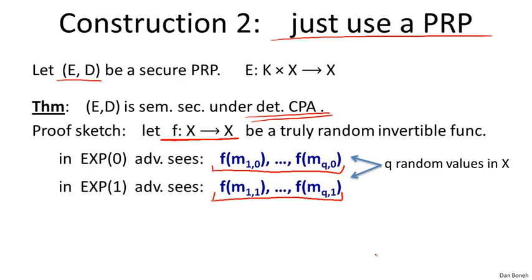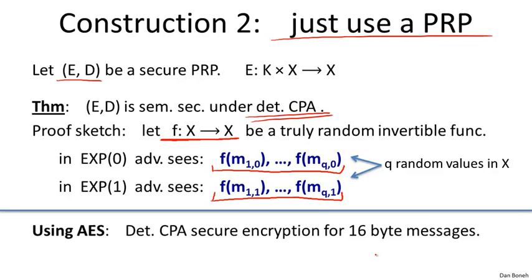Very, very simple to use. That says that if all we want to do is encrypt short messages, say less than 16 bytes, then all we need to do is directly encrypt them using AES, and the result will in fact be deterministic CPA secure. So if your messages are less than 16 bytes, directly using AES is a fine thing to do.